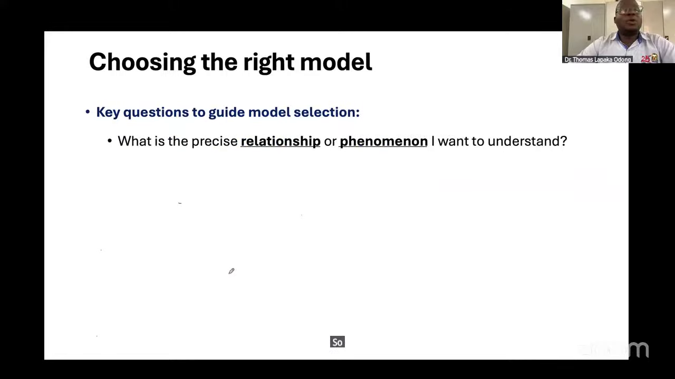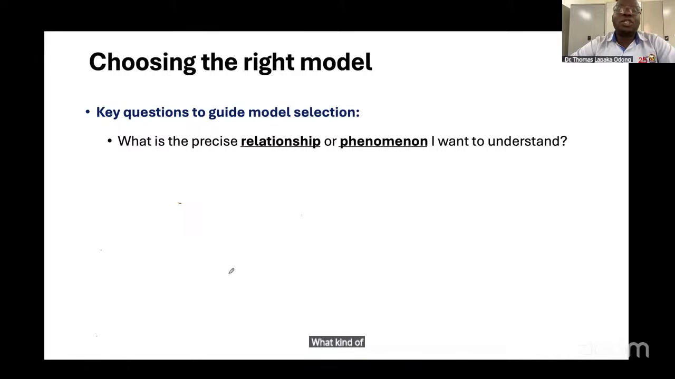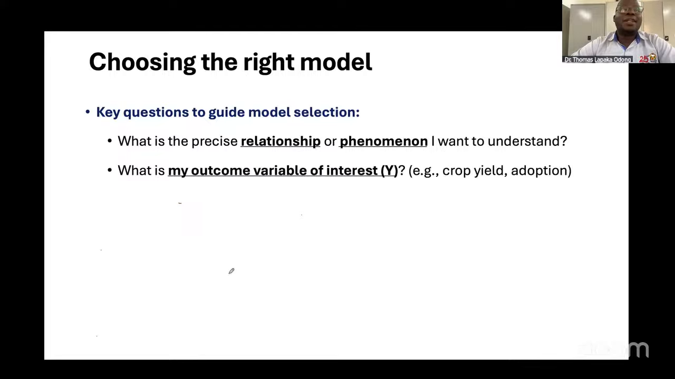These are some key questions that can guide your model selection. The first is, what is the precise relationship or phenomenon that I want to study? What kind of relationship do I want to study? The second is, what is the outcome variable of interest? Is my interest in crop yield? Is it in adoption of a technology? Is it in household income? You need to identify that outcome variable.